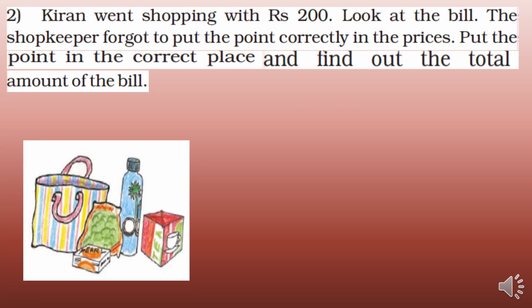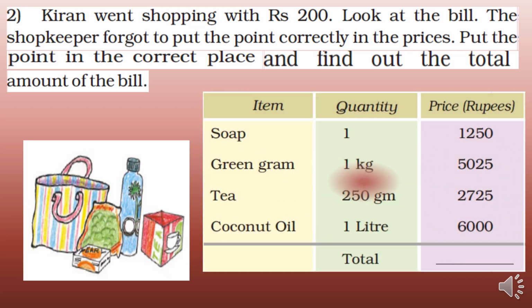Kiran went shopping with rupees 200. Look at the bill. The shopkeeper forgot to put the point correctly in the prices. Put the point in the correct place and find out the total amount of the bill. So here is the bill. So let us put the point correctly.